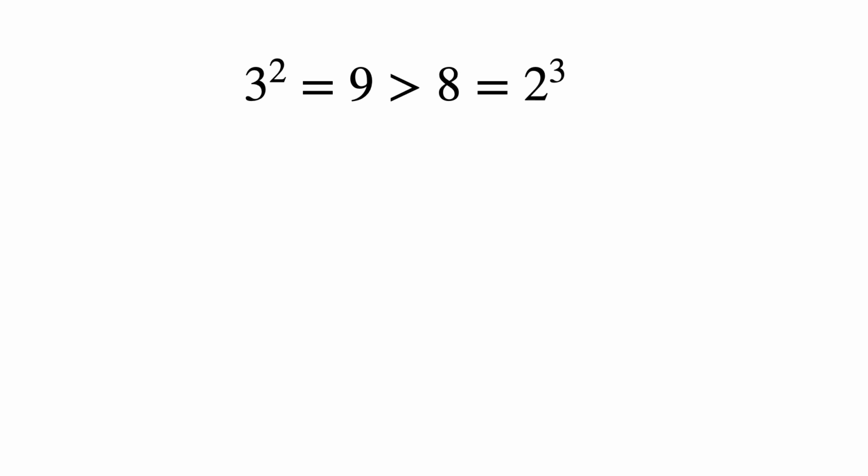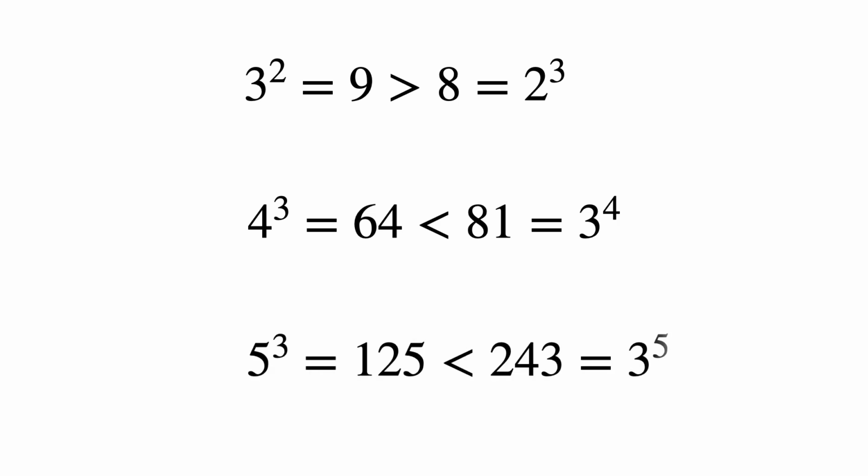Pi is approximately 3.14 and e is around 2.71. So we can look at 3 raised to the power of 2 versus 2 raised to the power of 3, then 4 raised to the power of 3 versus 3 raised to the power of 4, and then 5 raised to the power of 3 versus 3 raised to the power of 5.